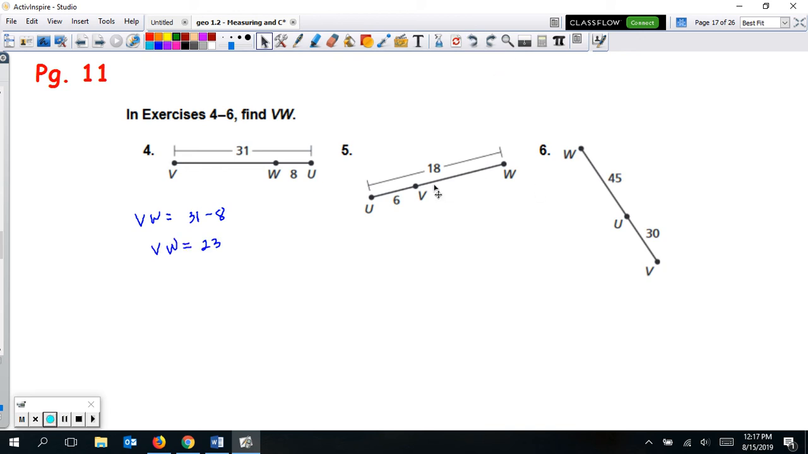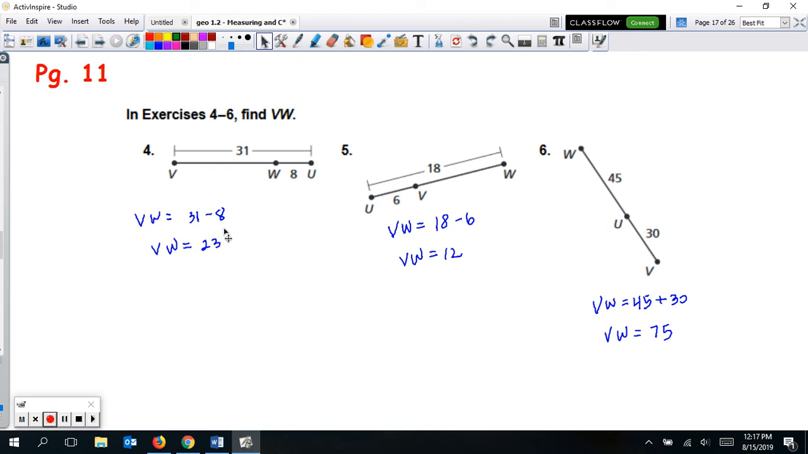For this one, we're going to be doing the same thing. 18 minus 6 will be what we have to do on this one, because these two would add up to give us 18. So 18 minus 6 would give us VW. That's going to give us 12 for VW. On this one, we're just going to now add up these two. So VW is going to equal 45 plus 30, and so that gives us 75 for VW.